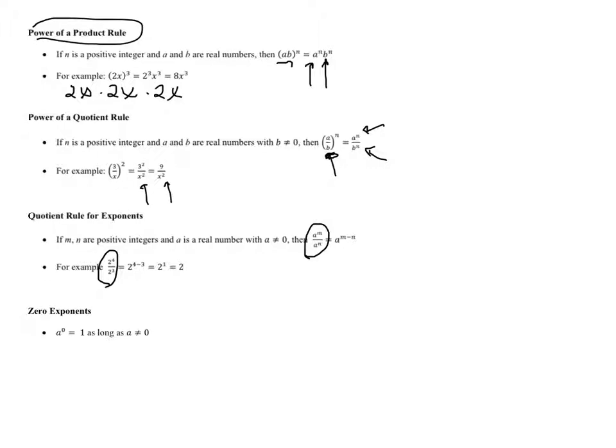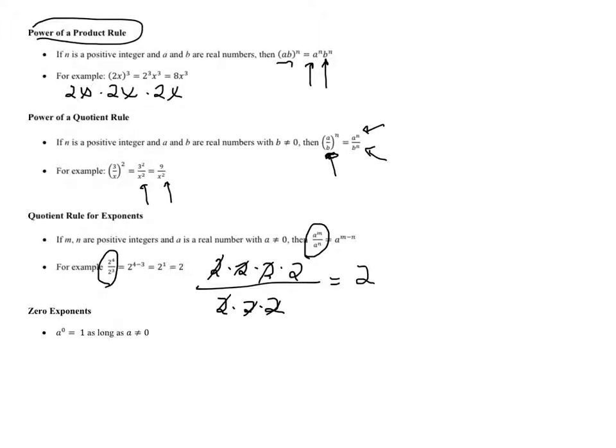Let's think about it this way. 2 to the 4th is really 2 multiplied by itself for a total of 4 times. 2 to the 3rd is 2 multiplied by itself a total of 3 times. Now we can cancel or divide out the ones in the fraction. That would be 2's, and we're still left with 2.